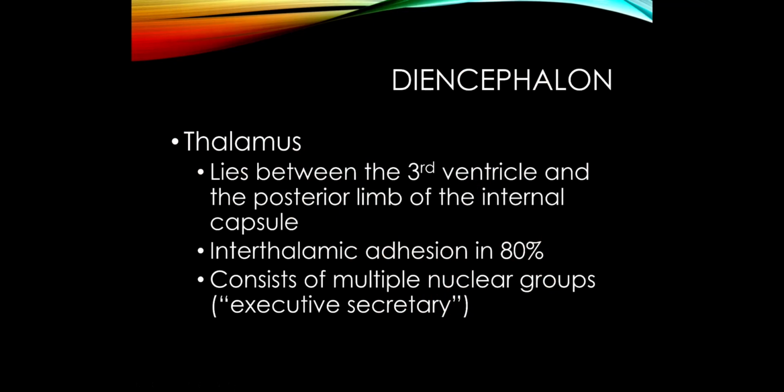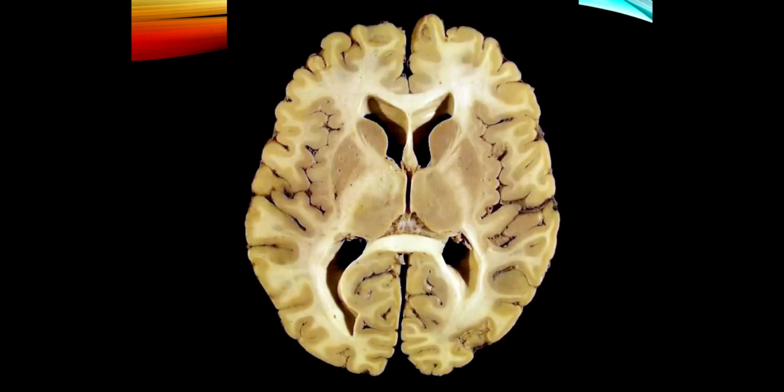Now, the thalamus itself is the largest part of the diencephalon. So again, we're going to look for that relationship with the internal capsule. It's medial to the posterior limb, and it is lateral to the third ventricle. So the thalamus is really large. There are lots of individual thalamic nuclei for every function: vision, sound, sensation, and so on.